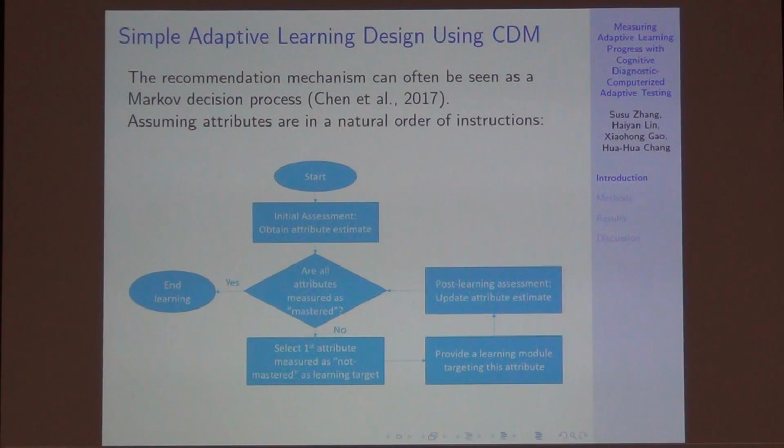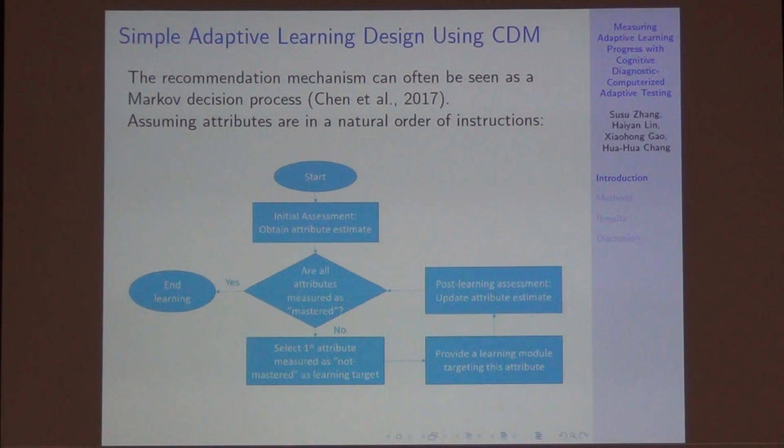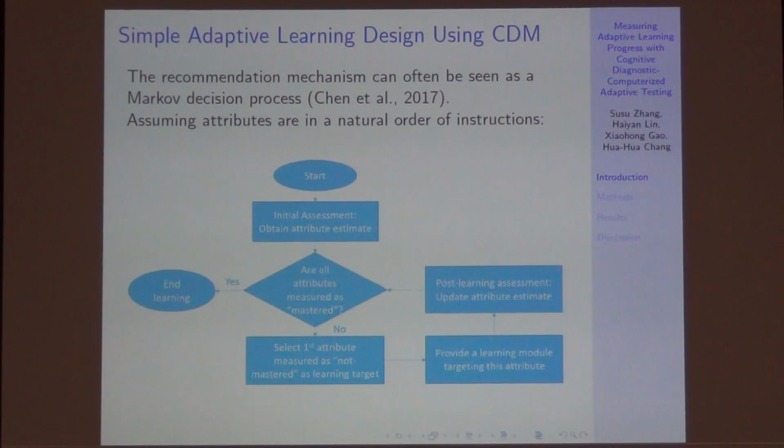Otherwise, we select the first skill measured as not mastered for the student as the next learning target. Then we assign the student a learning module targeting this skill. This can be instructional videos or slides, interactive exercises or games. After the treatment, we use a post-learning assessment to update the attribute estimate of the student. We iterate this process until all the skills are measured as mastered.